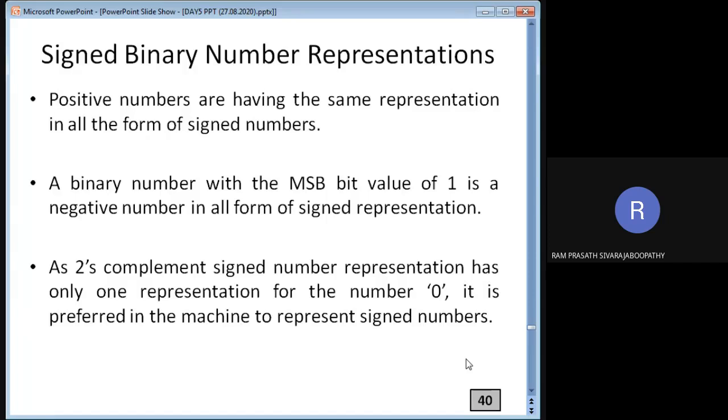That means we are using 2's complement signed number representation in our computers and the other microprocessor and microcontroller based devices. Okay, is it clear?